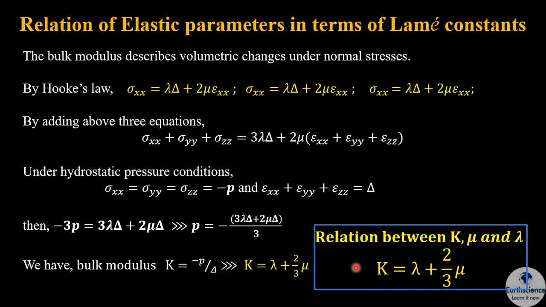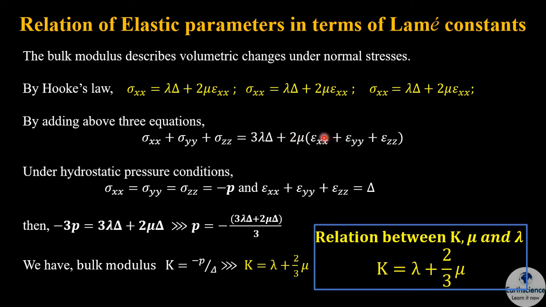Relation of elastic parameters in terms of Lamé constants. We'll discuss bulk modulus in terms of Lamé parameters, Young's modulus in terms of Lamé parameters, and shear modulus in terms of Lamé parameters. First of all, the bulk modulus. Under normal stresses, Hooke's law gives sigma xx equals lambda delta plus 2 mu epsilon xx. Sorry for the mistake, I have to write yy and zz here. If we add all these three, it will give like this.